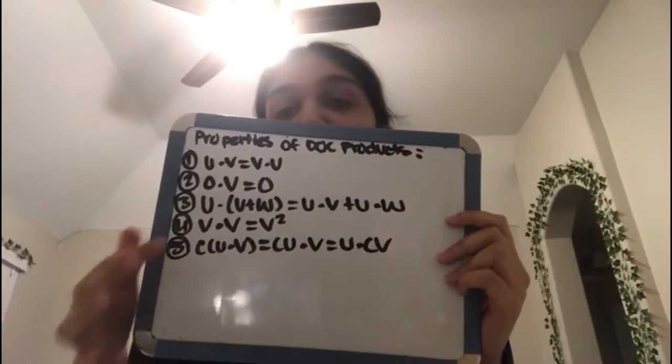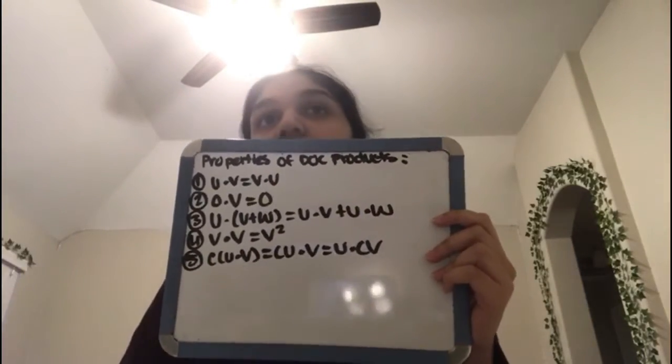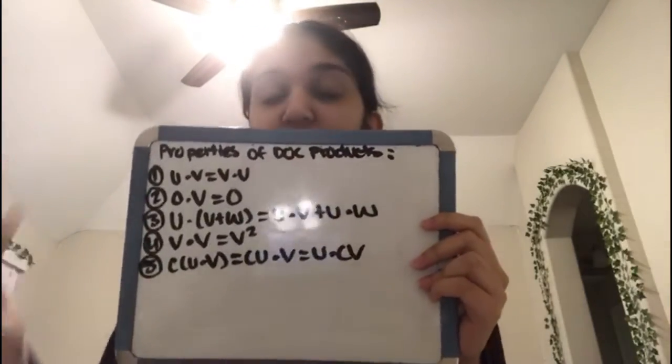So number four is v times v equals v squared. Now you can see that v times v will be equal to v squared, because v squared equals v times v.